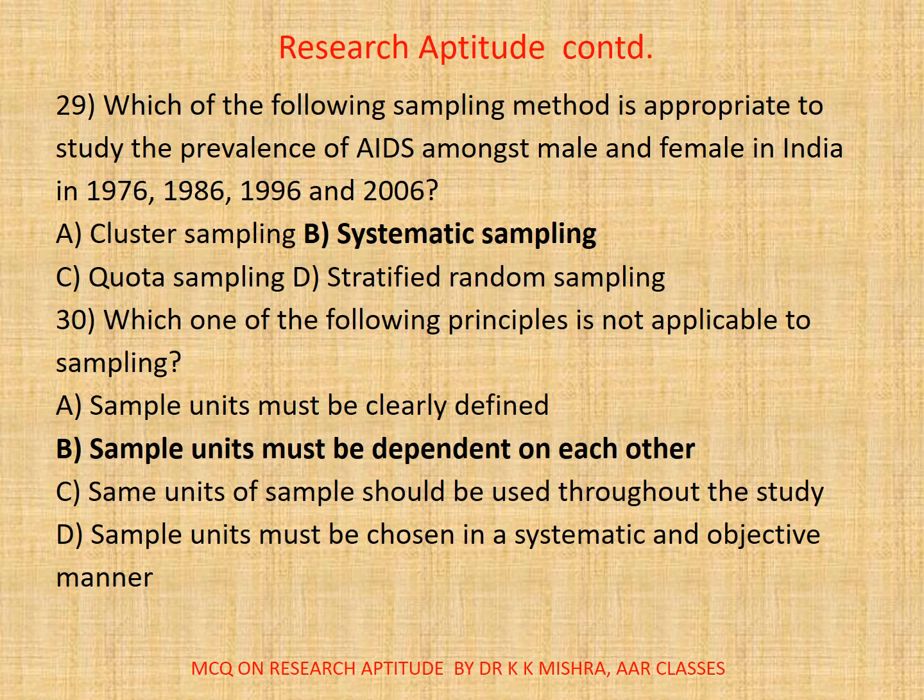29. Which of the following sampling methods is appropriate to study the prevalence of AIDS among male and female in India in 1976, 86, 96, and 2006? The correct option is B. Systematic sampling. 30. Which one of the following principles is not applicable to sampling? Correct option is B. Sample units must be dependent on each other.